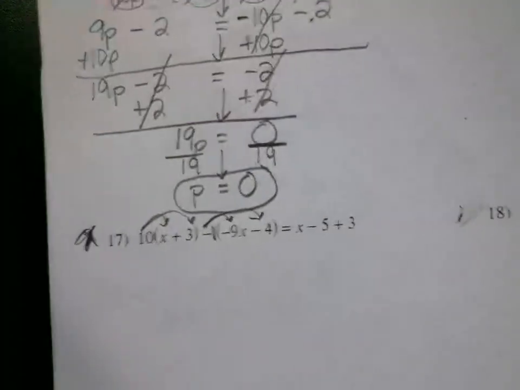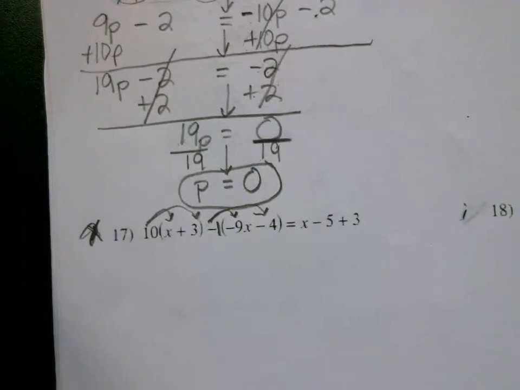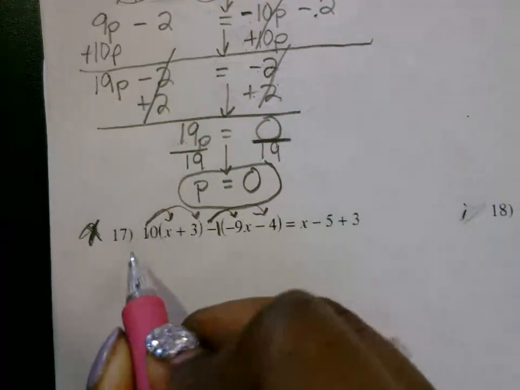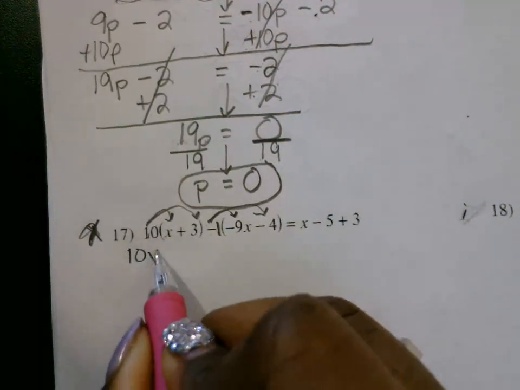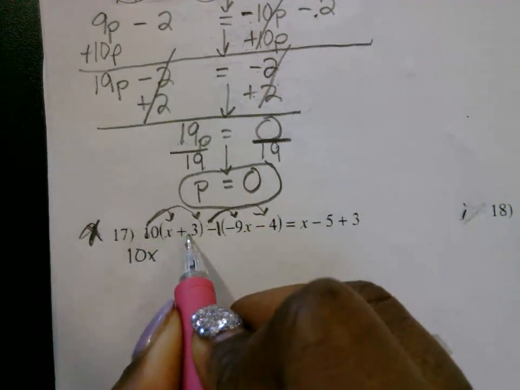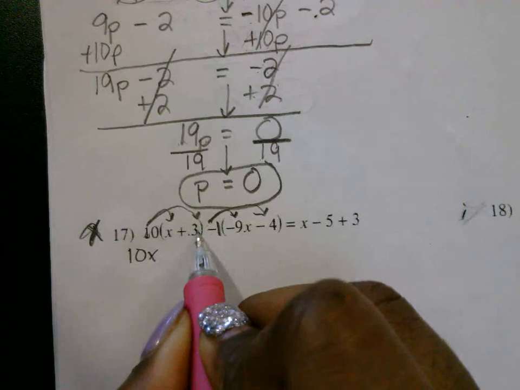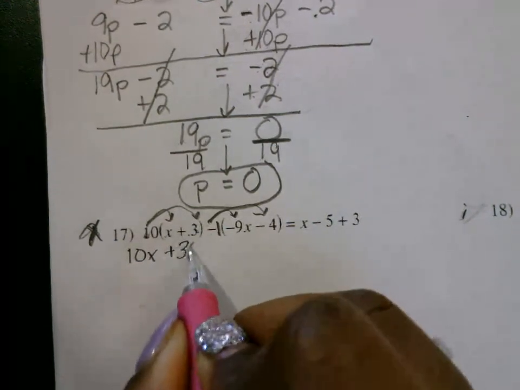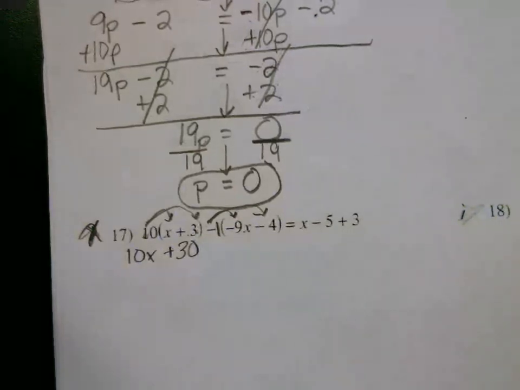Okay, so look. When you distribute, please make sure that you answer the question, okay? What is 10 times x? Very good. What is 10 times the 3? What's 10 times 3? Positive 30, sorry. Okay? Y'all got it? Make sense?